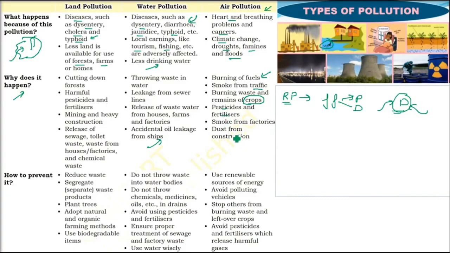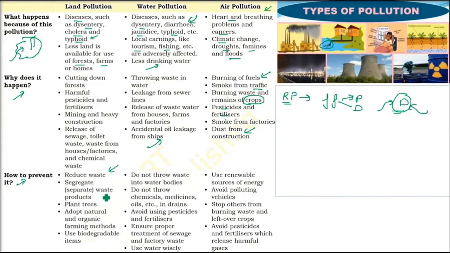Pesticides and fertilizers we are using, smoke is coming from industries and factories. The dust, immense dust, is coming out of the construction area. So this is why it happens. So how to prevent it? The main question is how, this is very important. We have to stop it.